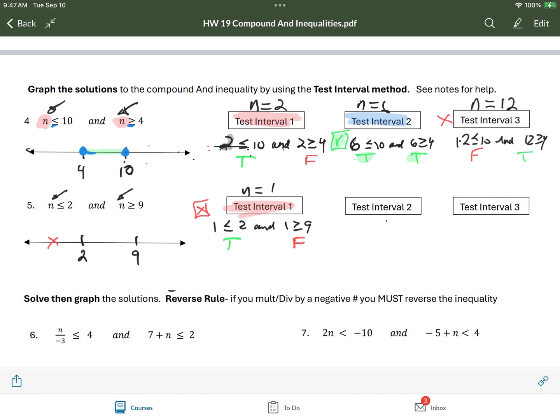Now let's pick a number between 2 and 9, like 3 or 4 or 5 or 6. Don't pick 2, don't pick 9. Pick a number somewhere between. So I guess I'll pick a number. So let's see, maybe 4. I'll pick 4. So n equals 4. So I'm going to replace all the n's with 4s.